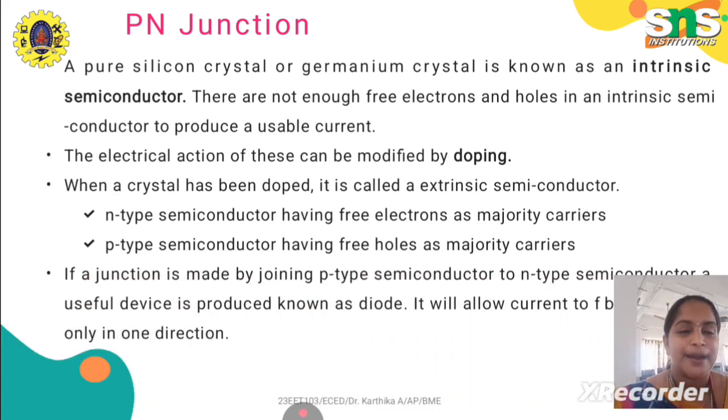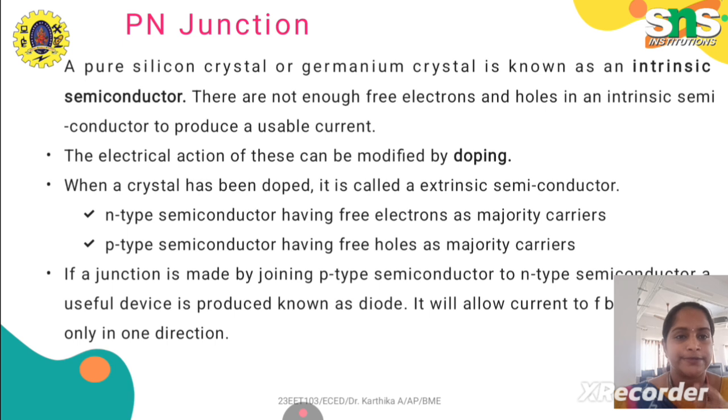See here, a pure silicon crystal or germanium crystal is known as an intrinsic semiconductor. There are not enough free electrons and holes in an intrinsic semiconductor to produce a usable current. So an electrical action is used to modify the intrinsic semiconductor, which is called doping. After a crystal is doped, the semiconductor is called an extrinsic semiconductor.